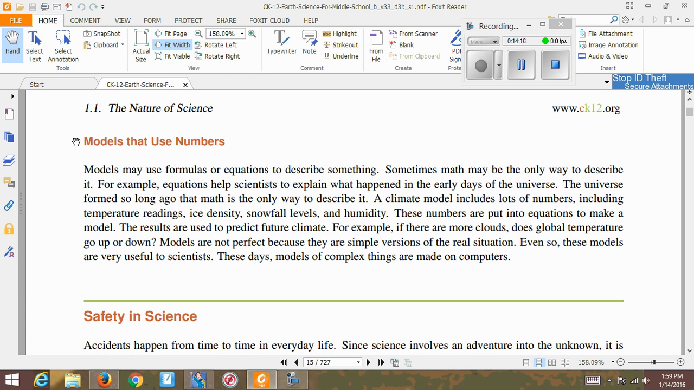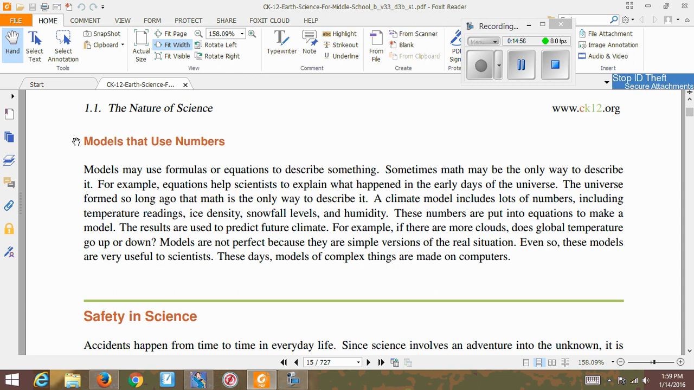A climate model includes lots of numbers, including temperature readings, ice density, snow levels, and humidity. These numbers are put into equations to make a model. The results are used to predict future climate. For example, if there are more clouds, does global temperature go up or down? Models are not perfect because they are simple versions of the real situation. Even so, these models are very useful to scientists. These days, models of complex things are made on computers.